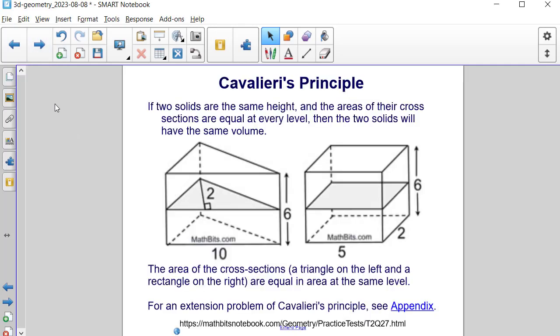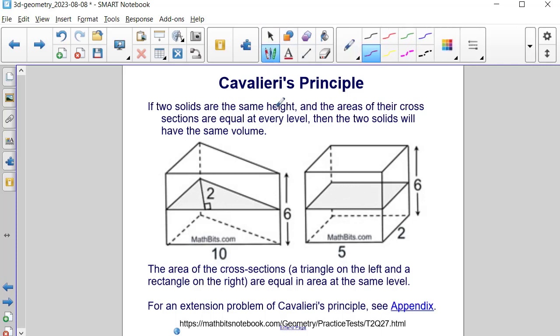Cavalieri's principle. Cavalieri's principle states that if two solids are the same height and the areas of their cross-sections are equal at every level, then the two solids will have the same volume. Let's actually show this with the triangular prism and rectangular prism that we have.